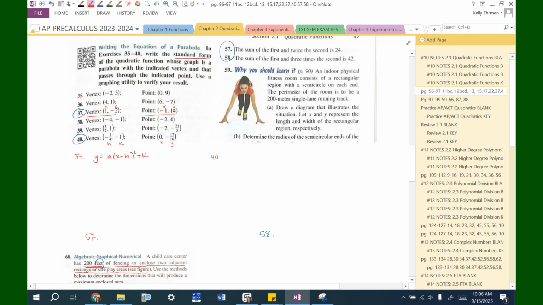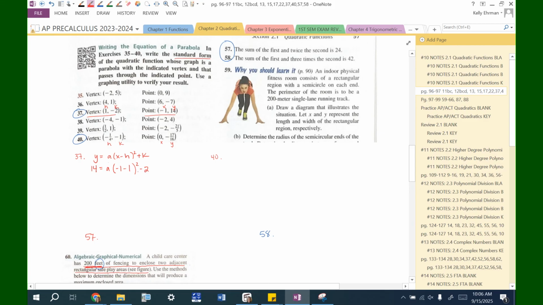So for number 37, y is 14. We don't know a. X is negative 1. H is 1, so minus 1 squared, plus k, but k is negative 2, so minus 2.